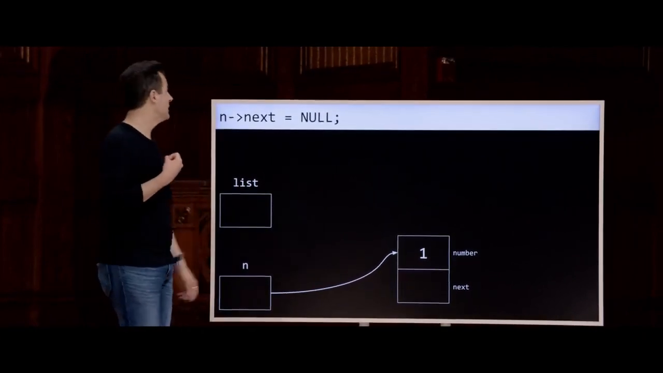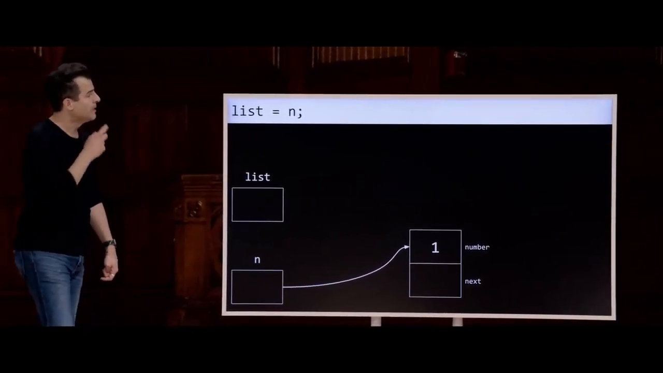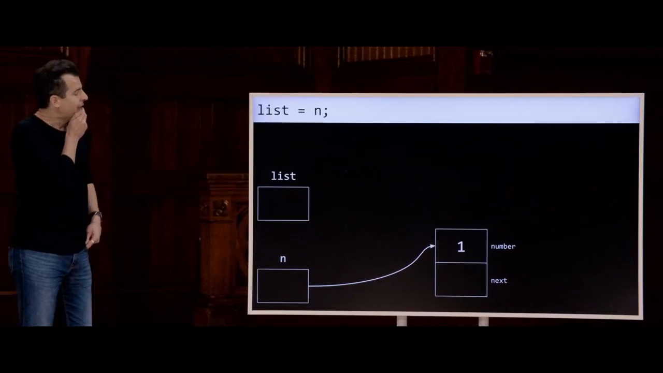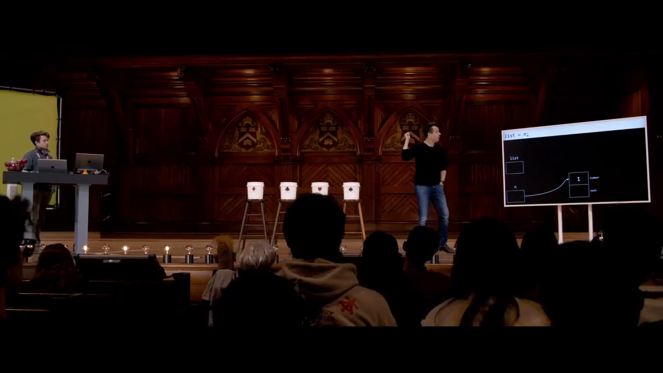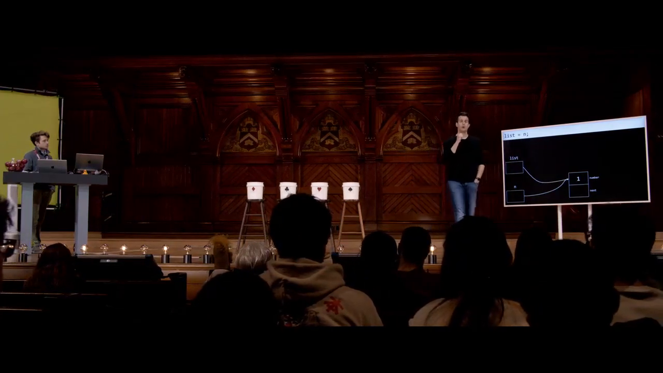Let's go ahead and add the second number to it, as with these lines here. list equals n allows us to remember that indeed we have this list here. So if we step one step forward, here's what the picture now looks like.